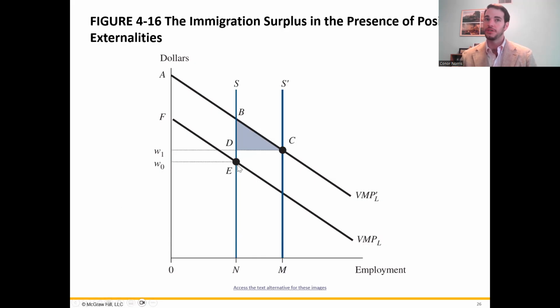Point E, this was the initial equilibrium before there were immigrants, these high-skilled immigrants coming into the country. Now, after they come in, they shift the supply curve to the right, but they also shift the demand curve to the right, increase the demand curve. So we're now moving up to this new point, at point C. So the wage here, W1, is higher than it was initially.